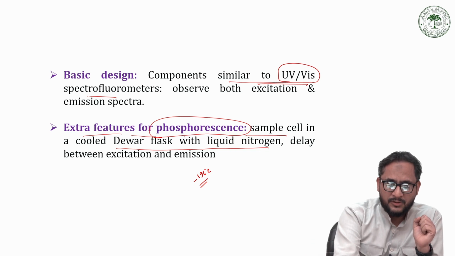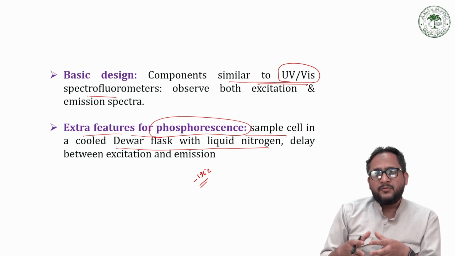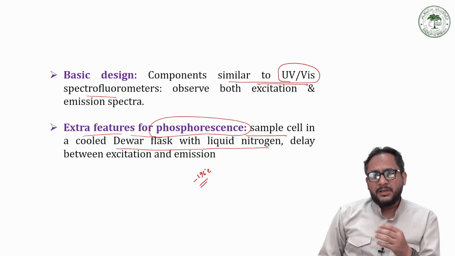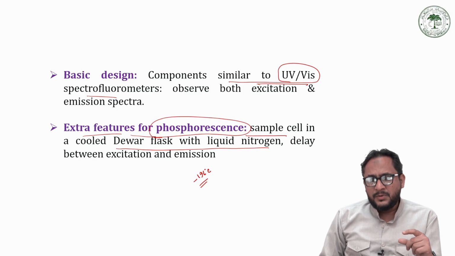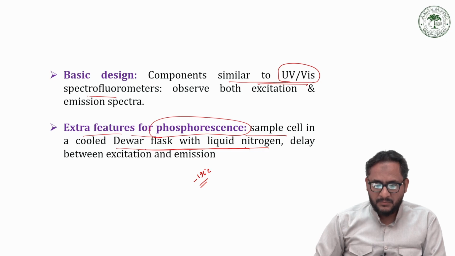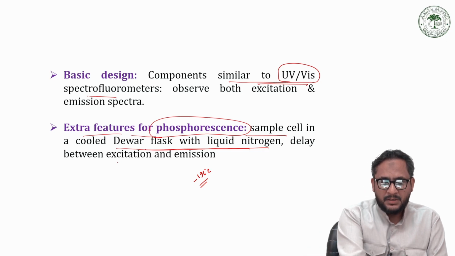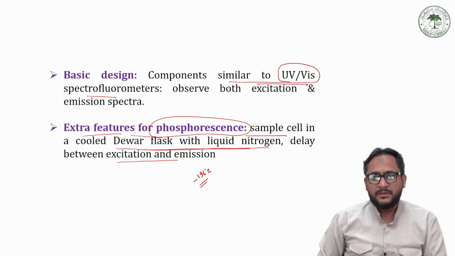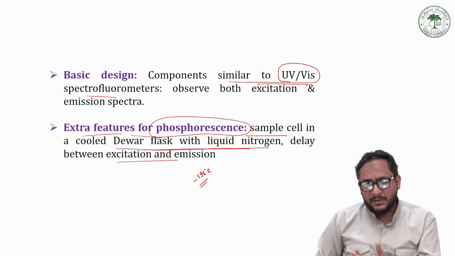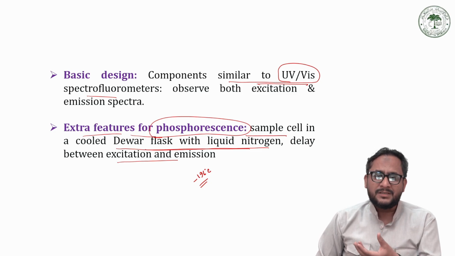Here, in the case of phosphorescence, if our spectrofluorometer has a provision for phosphorescence analysis as well, then in order to observe it properly, we have an arrangement to keep the sample tube at very low temperature with liquid nitrogen, because at low temperature the delay between excitation and emission can be observed. Otherwise, if the phenomenon of phosphorescence occurs at room temperature, the delay cannot be observed because it is very quick. So if we want to study that delay, we have to carry out the process at very low temperature.